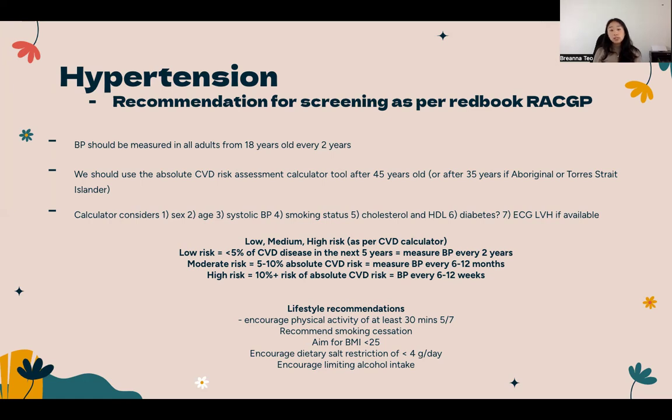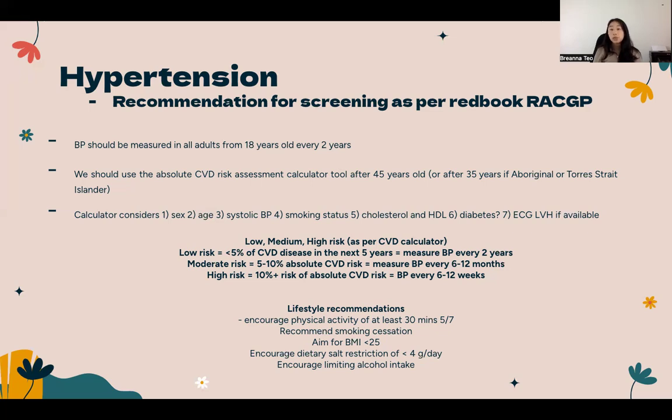In terms of the risk, low risk is now defined as less than 5% in the next 5 years. And if that's the case, we measure blood pressure every 2 years. Moderate risk is 5 to 10% absolute risk. And in this case, we would measure blood pressure every 6 to 12 months. And high risk is now defined as more than 10% absolute risk. And in this scenario, we would do blood pressure every 6 to 12 weeks.